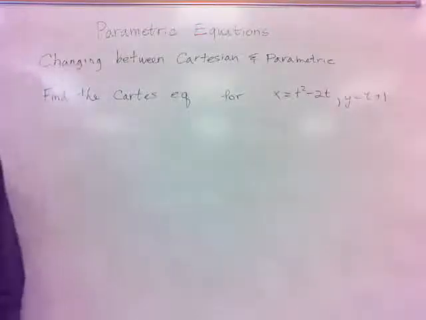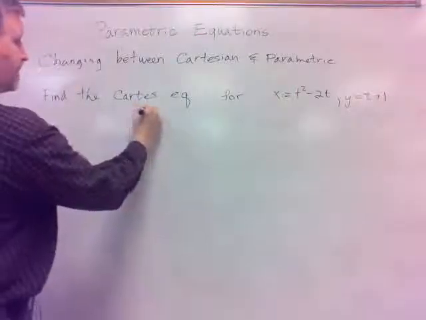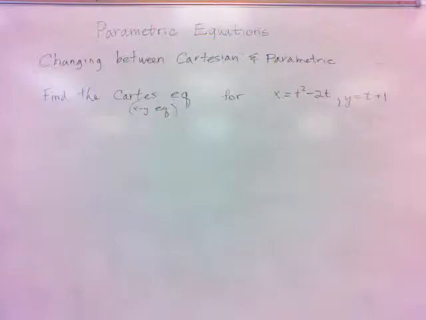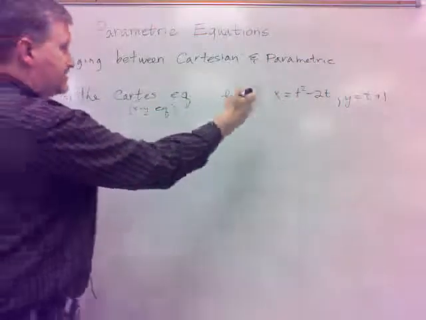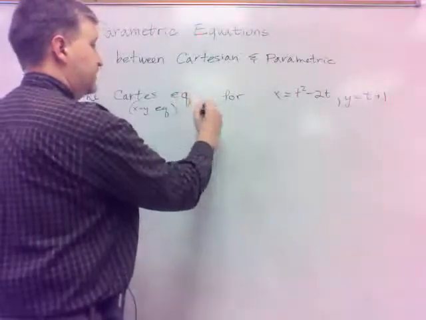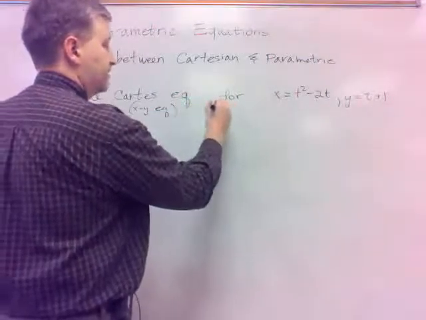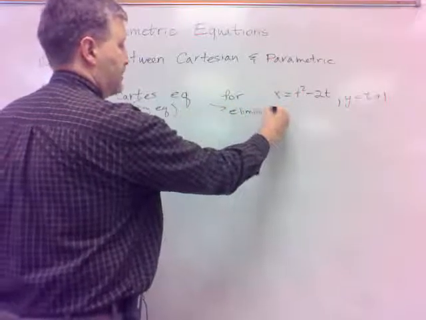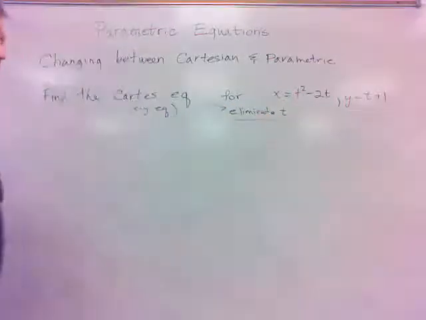Now, Cartesian equation, that just means the xy equation, right? In other words, the parametric has t, so to get the Cartesian equation, we need to eliminate the t. Here's how we do that. To find the Cartesian equation, we just want the x and y equation, so we need to eliminate the t. Well, that's going to be easy.